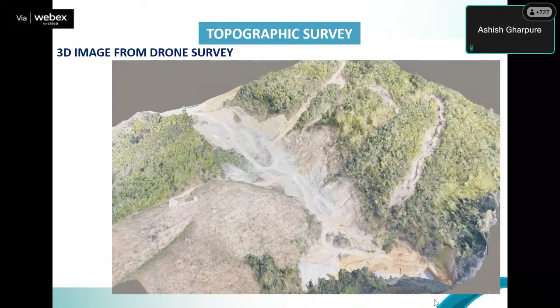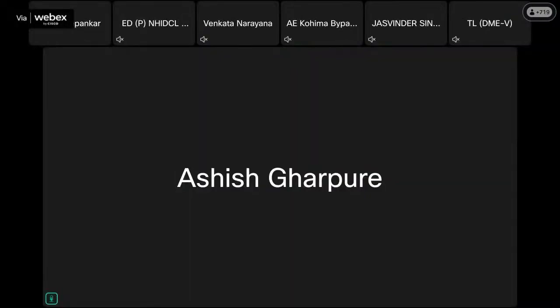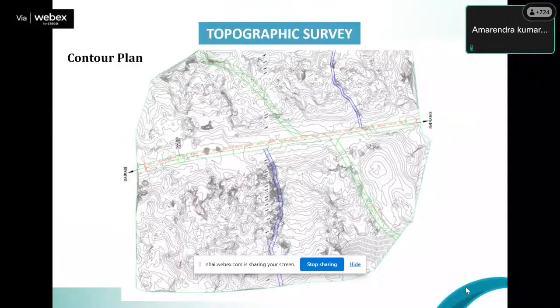In the drone data, we can also zoom in and see even the texture of the soil and what kind of solution is required. We can even measure the distances, everything. Once 3D is ready, it also reduces your repeated journeys. Sometimes we get doubts: have I seen enough at the site or not? Now 3D is available on your table. Then it can be converted into a topographic map with contours.